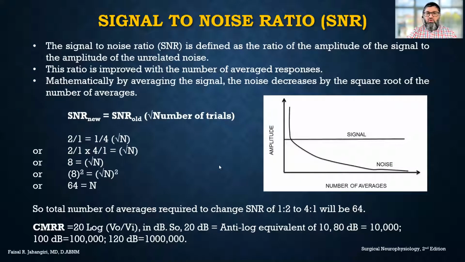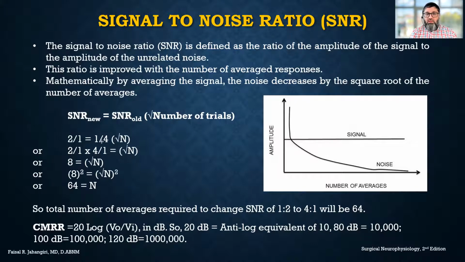So the formula we use is: new signal to noise ratio is equal to old signal to noise ratio multiplied by the square root of the number of trials. So if the signal to noise ratio is 1 by 4, the signal is 1 and noise is 4 times the signal. So the noise is 4 microvolt and signal is 1 microvolt. And so it's very, very suppressed.